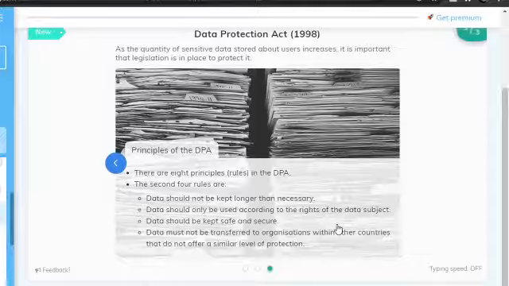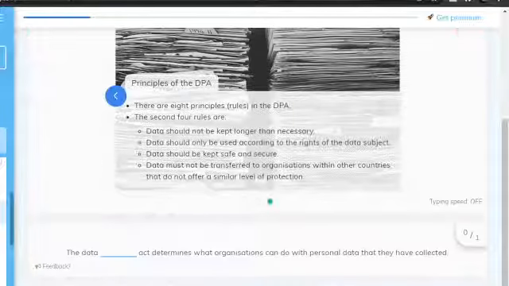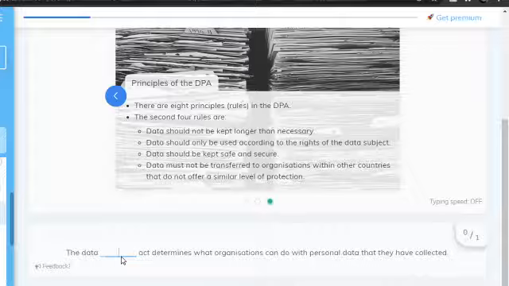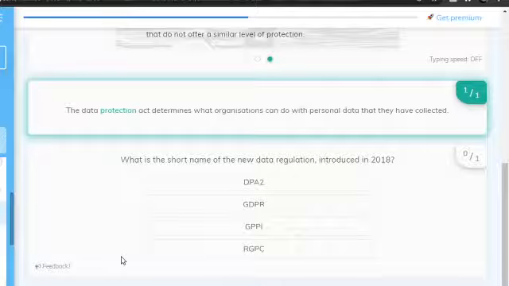Four things you need to know. Once you're done with the data, you don't use it anymore. It can't be kept longer than necessary. It can only be used in regards to the subject. It must be safe and secure. You can't sell it on to organizations within other countries that don't offer a similar level of protection. So the Data Protection Act determines what organizations can do with the personal data they've collected.